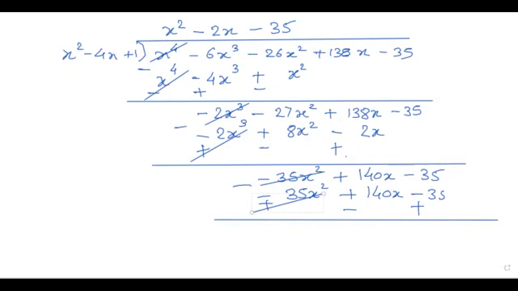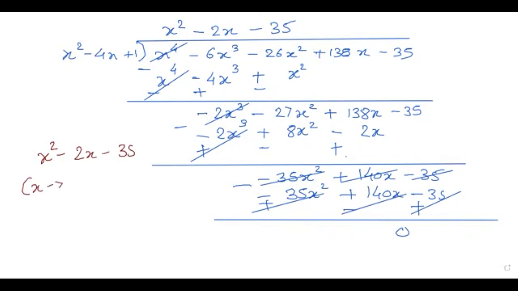Yes. So those who had done silly mistakes in additions and subtractions, minus 27 minus 8 or something like that, or here also 138 and 2, you might have done this 136, something like that. So what is the remaining polynomial? X square minus 2x minus 35.